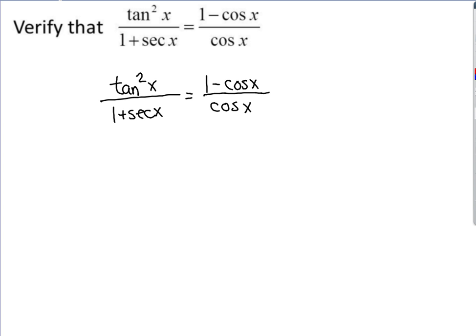Okay, so on the left side we have a 1 plus secant x. We can't have any addition or subtraction in the denominator, so if we need to get rid of that addition, we're going to multiply by the conjugate. And remember, the conjugate is going to be 1 minus secant of x.